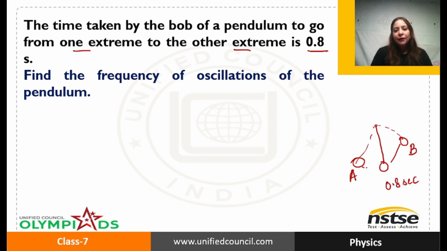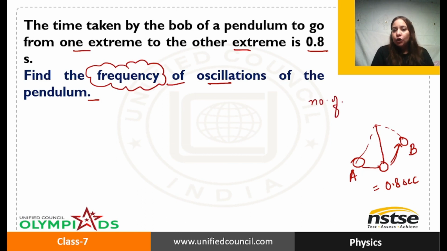That means the time it takes to go from here to here, let's say from A to B, is 0.8 second. And we know that a pendulum oscillates. It goes from one extreme to another extreme and then returns, it keeps on oscillating like this. Now what we need to do is find the frequency of oscillation of the pendulum. Now if I say frequency, what does it mean? Frequency means the number of oscillations produced in 1 second.